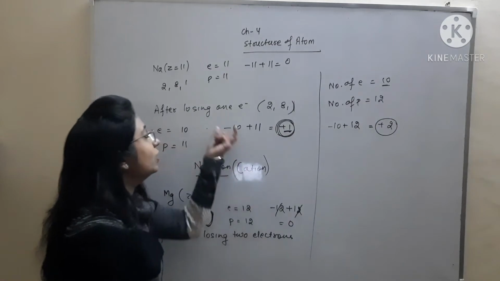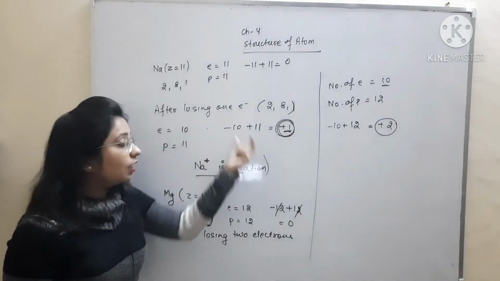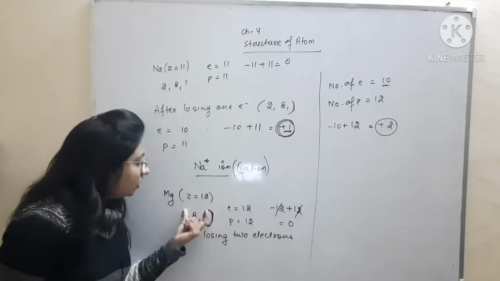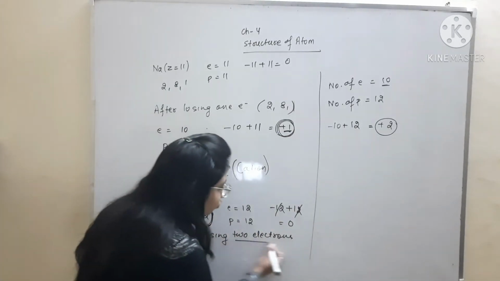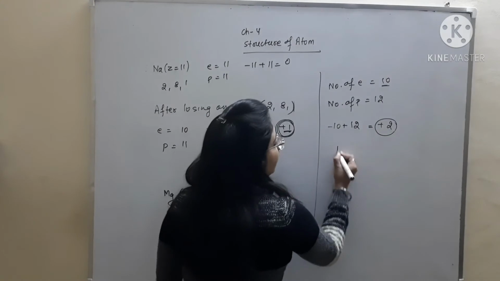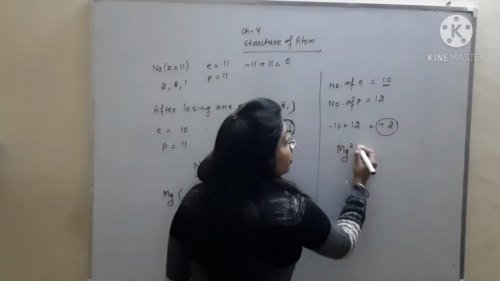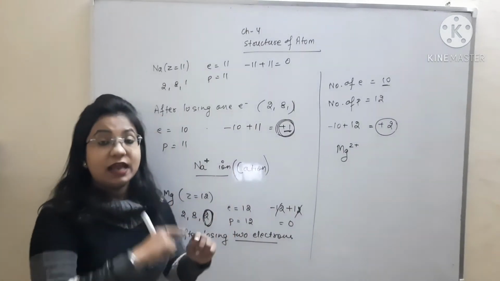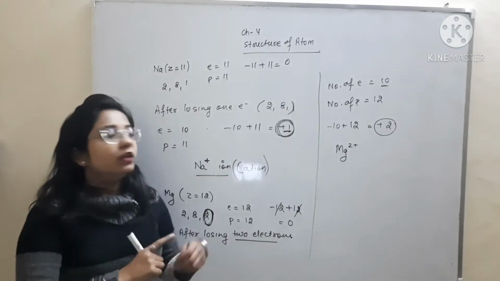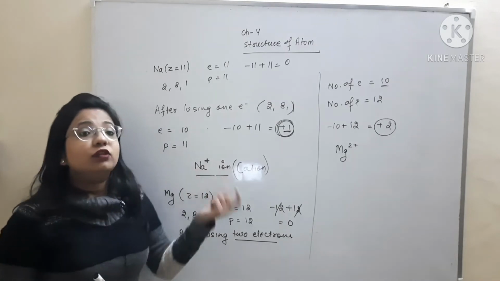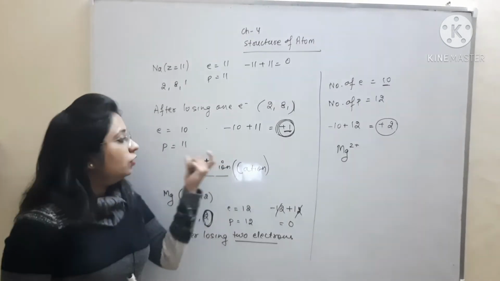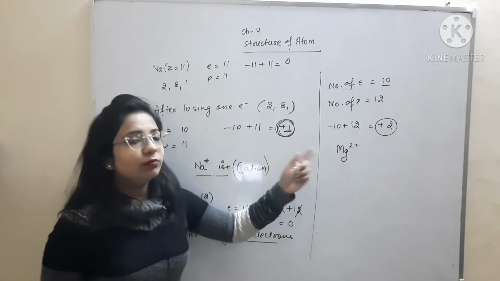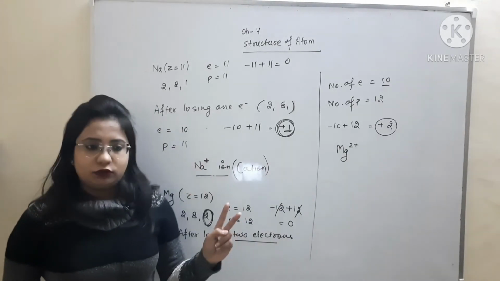तो मतलब अगर कोई एटम एक इलेक्ट्रॉन लूज करता है तो उस पर कितना चार्ज आ जाता है? प्लस 1. लेकिन अगर कोई एटम 2 इलेक्ट्रॉन्स लूज करता है तो उस पर कितना चार्ज आ जाता है? प्लस 2. That's why we have learned that magnesium cation is Mg2+, calcium is Ca2+, sodium is Na+, potassium is K+. This is because sodium, potassium will lose 1 electron, whereas magnesium and calcium will lose 2 electrons.